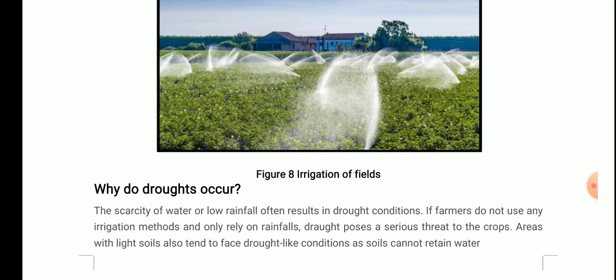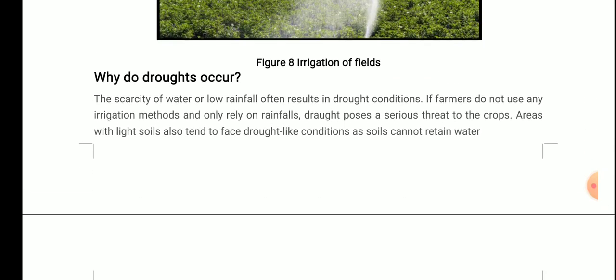Why does drought occur? The scarcity of water or low rainfall often results in drought conditions. If farmers do not use any irrigation methods and only rely on rainfall, drought poses a serious threat to the crops. Areas with light soils also tend to face drought-like conditions as soils cannot retain water. So these are the different conditions when drought can occur. It may be when low rainfall has occurred, or maybe the soil is not able to retain the water for the plants.